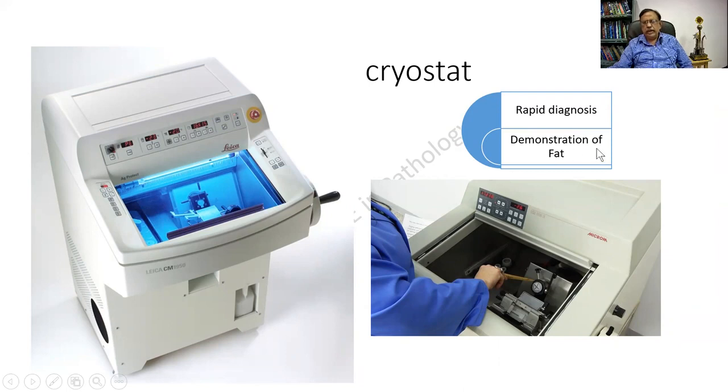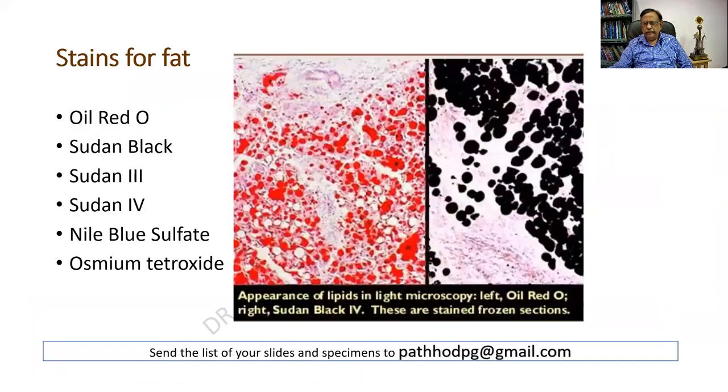Only two things you undergraduates can remember. This can be a question for you. Even otherwise, when you do answer, you score a mark. What are the stains for fat? Again, a question in fatty liver, a question in lipoma, anywhere.